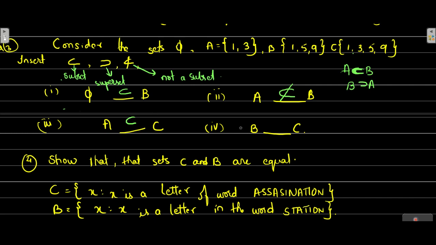Coming to the fourth option, that is B and C. What is B? It has three elements 1, 5, 9 and C has elements 1, 3, 5, 9. Here we have 1, here we have 1, and 5 is there in C also, and 9. In addition, we have one more element, that is 3. So we can say that B is a subset of C.